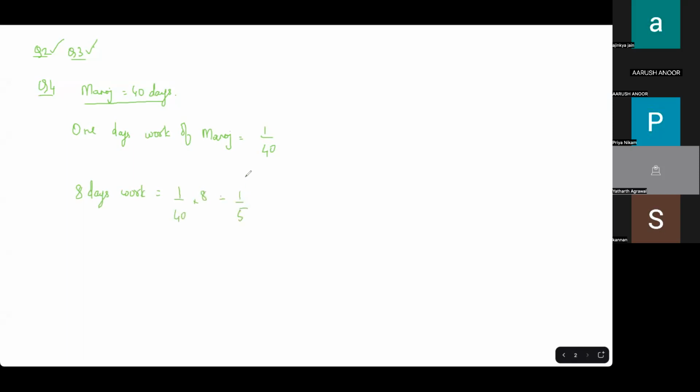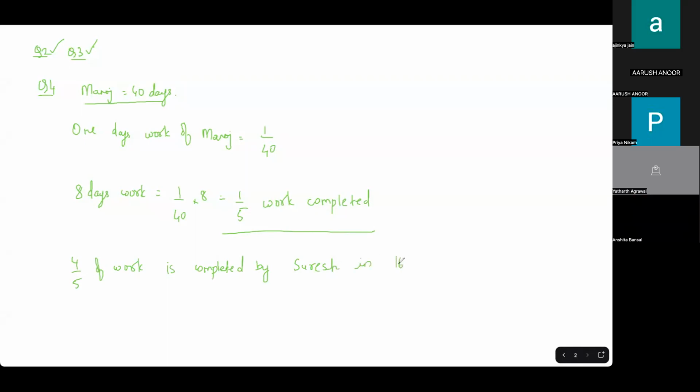So how much work is completed? 1/5 of the work is completed. How much is remaining now? If 1/5 is completed, 4/5. Very good. 4 by 5 of the work is completed by Suresh in how many days? Sir, 16 days. Very good. 16 days.